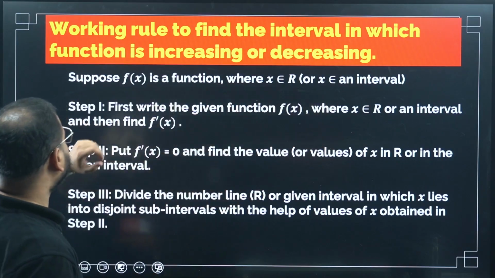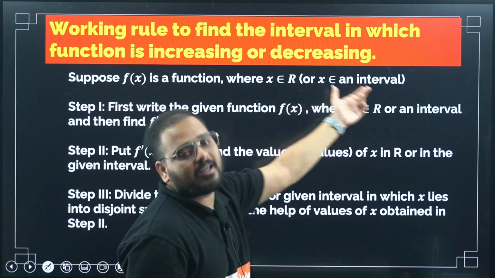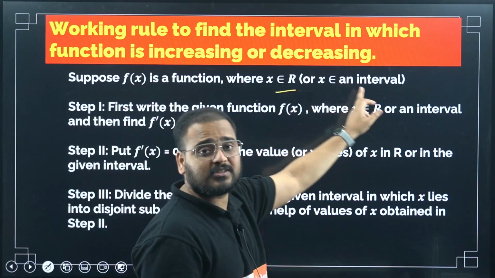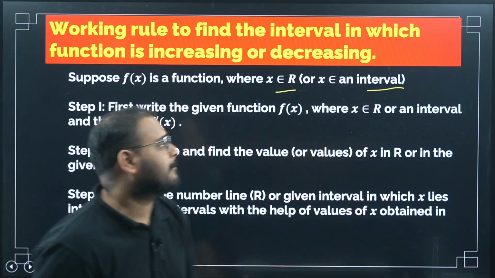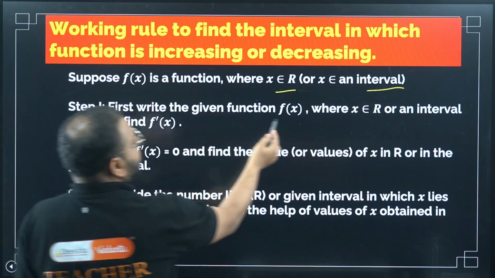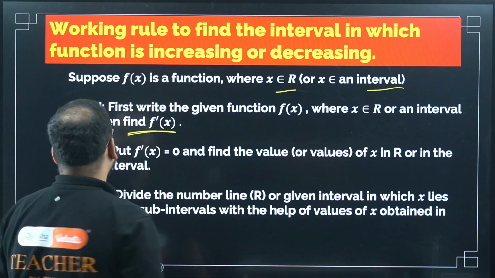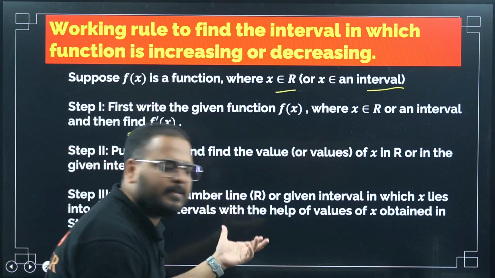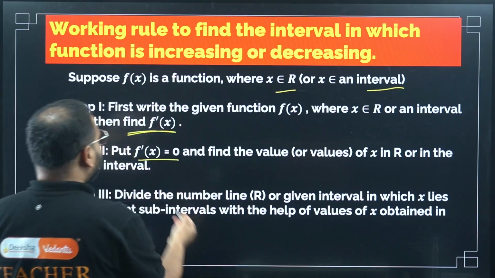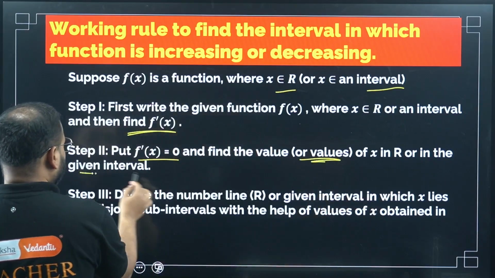Look at the first step. Suppose f(x) is a function where x belongs to R, or x is in some other interval. I can take this as the real numbers, minus infinity to plus infinity, or some other interval. The domain is given like this. First write the given function f(x), and then find the derivative of f(x). I will quickly read through this because I already explained it. Second step, put f'(x) equal to 0, and find the values of x for the given interval.